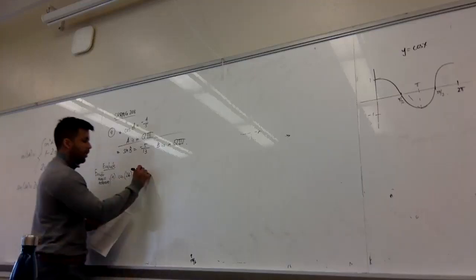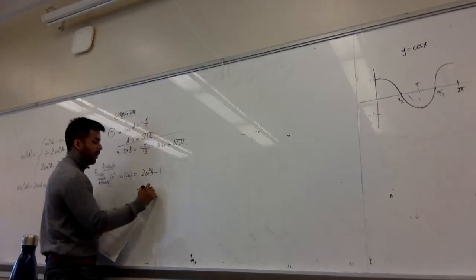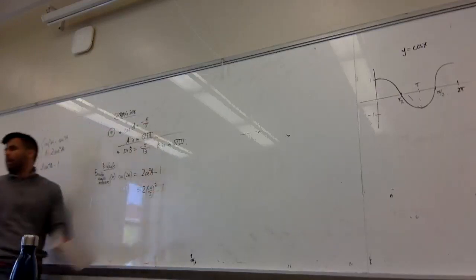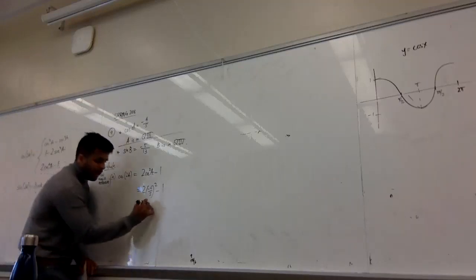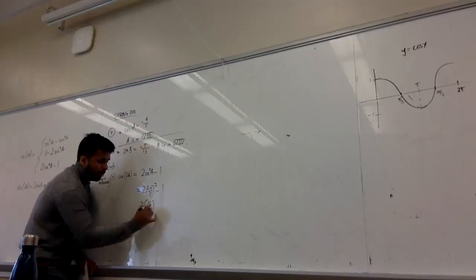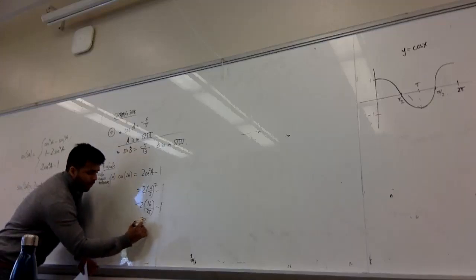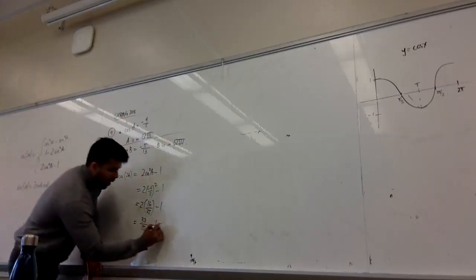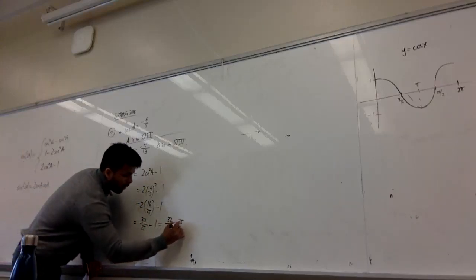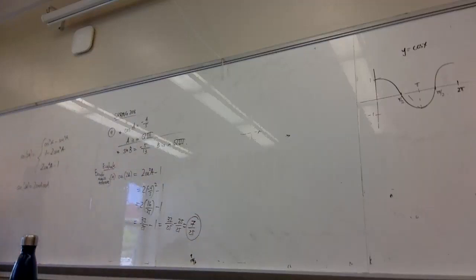So here I have 2 cosine squared of A minus 1. 2 times (-4/5) squared minus 1. From here it's just multiplying fractions. Negative 4/5 squared is 16 over 25. Multiply by 2, minus 1. 2 times 16 over 25 is 32 over 25 minus 1. And how do you subtract fractions? You make the same denominators. So 32 over 25 minus 25 over 25 is 7 over 25. So my answer for cosine of twice the angle is 7 over 25.